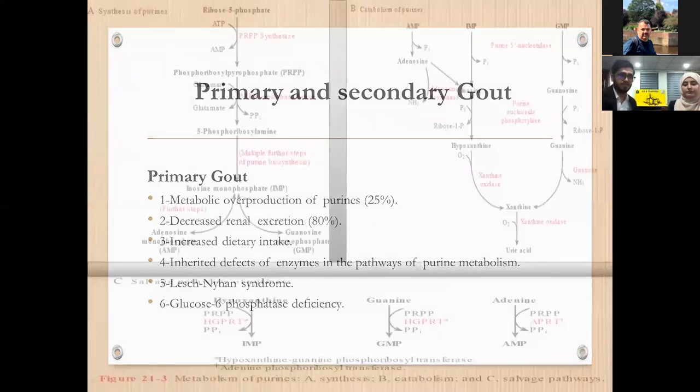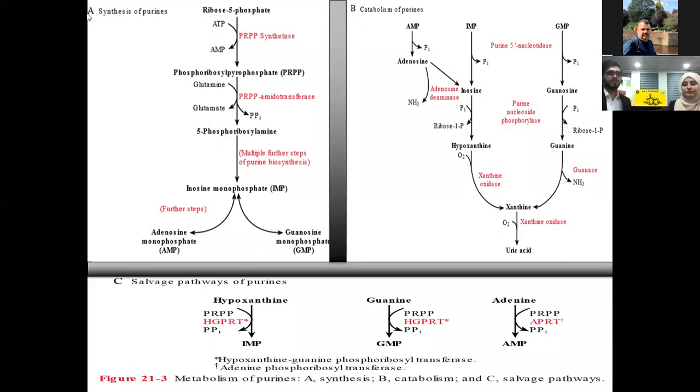I will clarify 3 points from them in this pathway. The first one: in this figure we see the de novo synthesis of purines. So in case of glucose 6-phosphate deficiency, there is a high amount of ribose 5-phosphate, which is the precursor of the purines involved in the synthesis of purine metabolism. So this will lead to high purine content in the body and finally hyperuricemia.